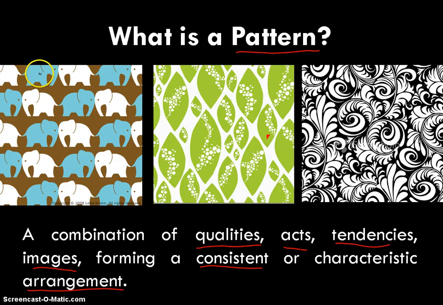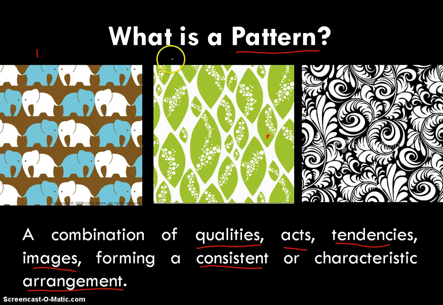When you look at these examples up here, what is the object being used to make a pattern here in number 1? An elephant, right? But is it the exact same elephant? No. One is blue, one is white. And because of their arrangement, facing tail to tail, head to head, it also creates a pattern in the brown. Does that make sense?